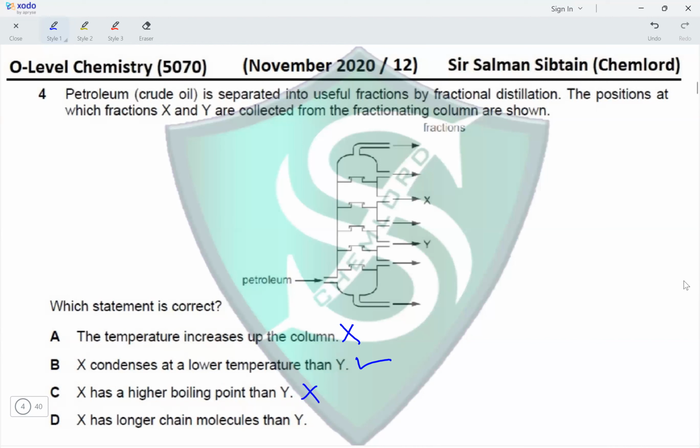Next, X has longer chain molecules than Y? No, the separation of components is based on the mass as well, the size of the component. So the higher the fraction is collected, the smaller would be its carbon length. So this is also incorrect, making option B the correct option for this question.